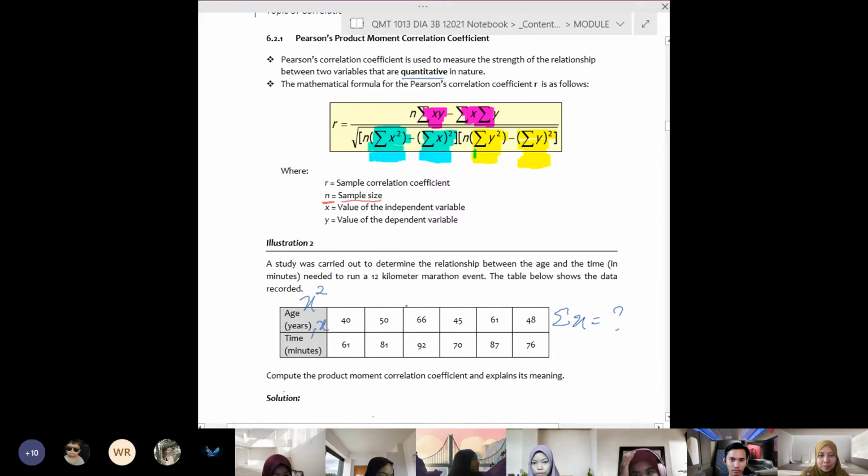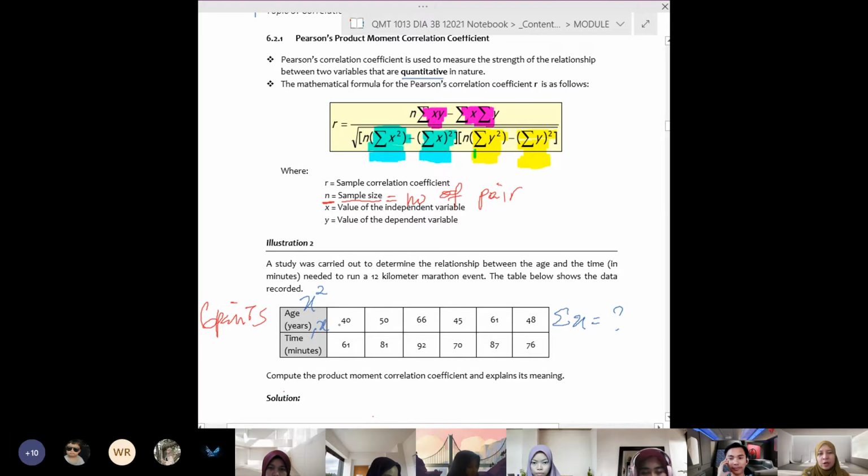So what is the sample size for this data given to us? How many data do we have? 6 data: 2, 4, 6. So 6 pairs of data. Basically this is the number of pairs, because our data is a pair of data.